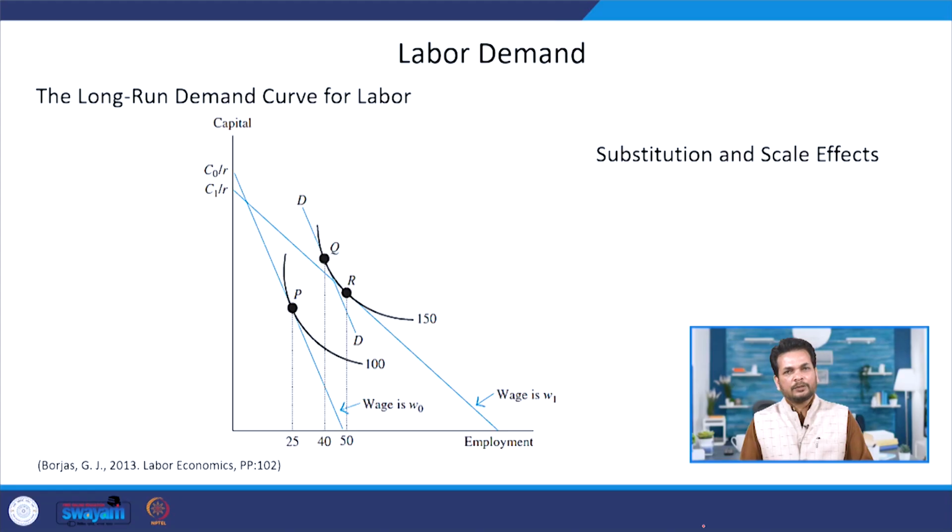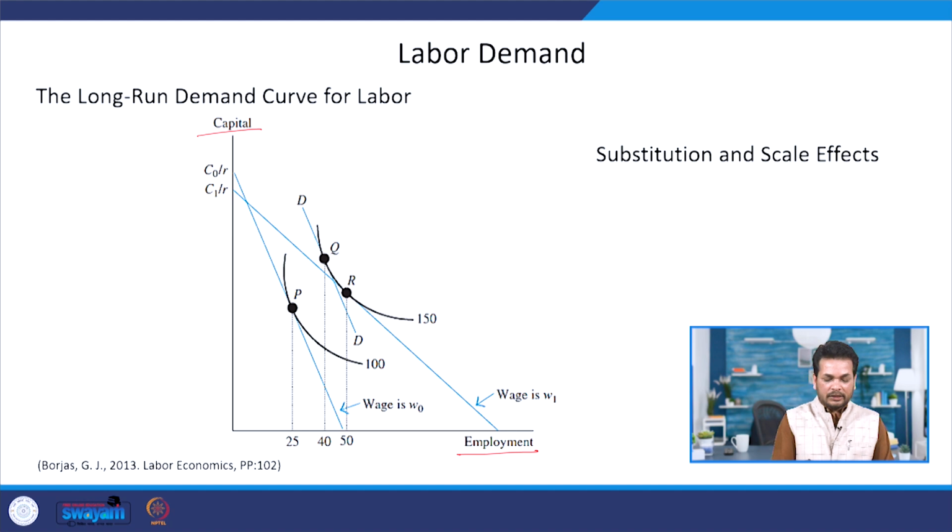There are two effects that work when there is a wage cut. One is the scale effect, another one is the substitution effect. So, now let us try to understand these two effects through this graph. On the x axis we have taken employment, on the y axis we have taken capital, and we are trying to find out what is the optimal combination of factor inputs the farm should employ in order to maximize profit.